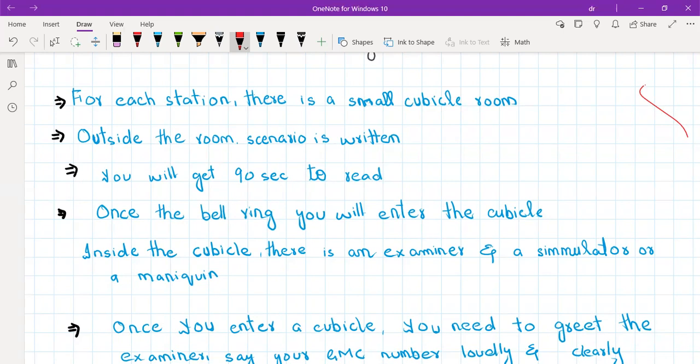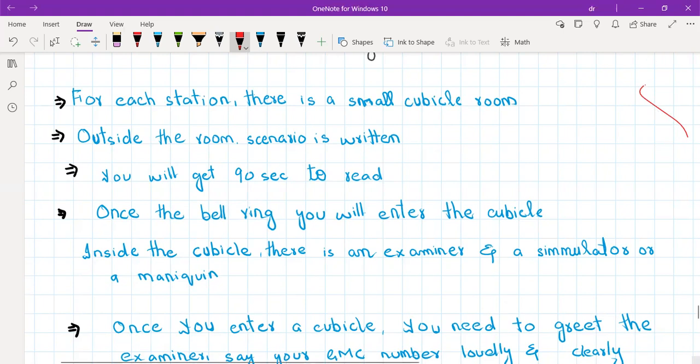Okay, so either there's a simulator or there is a mannequin, that is, a dummy on which you have to either perform an examination or carry out some procedure. All right, so there are usually two people, an examiner and a simulator, or sometimes there is just an examiner and a mannequin, which is a dummy on which you have to perform a procedure or an examination.